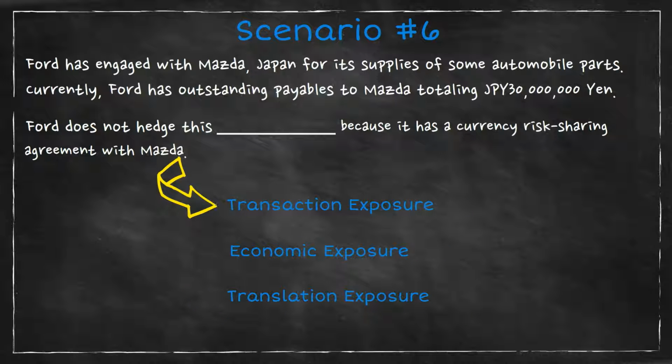Correct. Transaction exposure. Ford does not hedge its transaction exposure because it has a currency risk-sharing agreement with Mazda. Payables refer to supplies that have been purchased but have not yet been paid. They are transactions which are already in contract. Hence, it is transaction exposure.